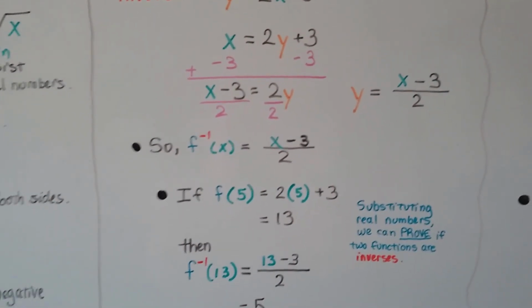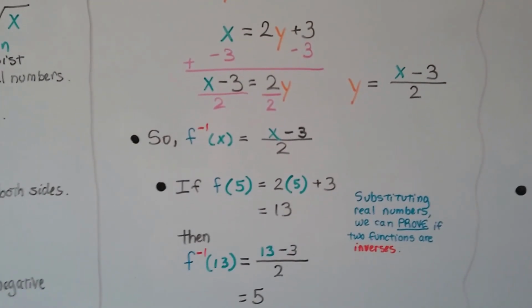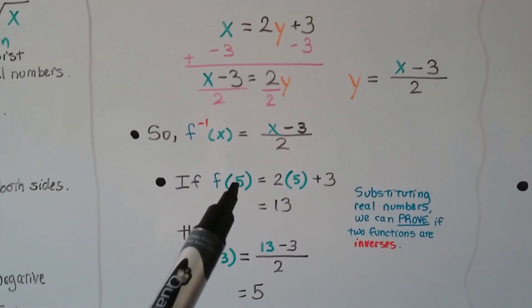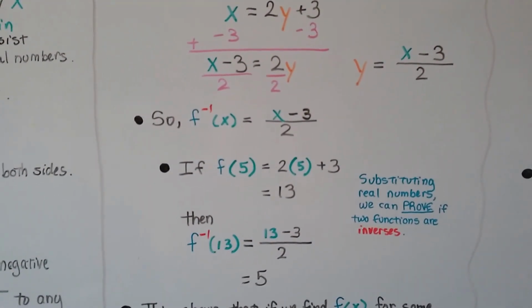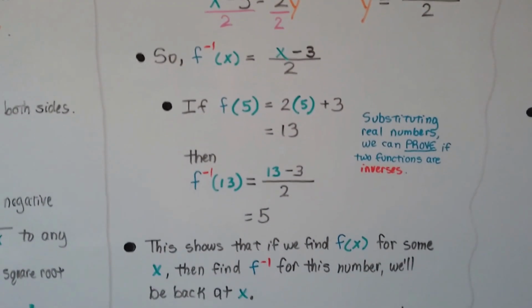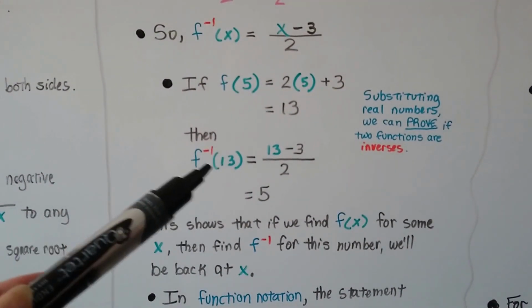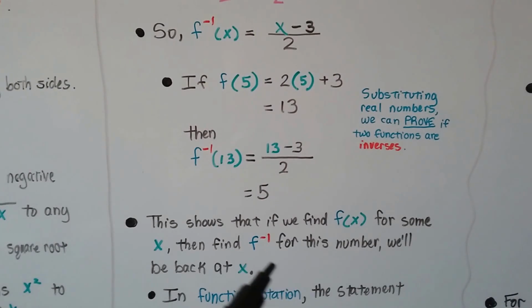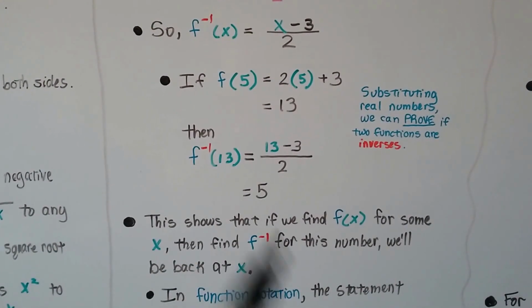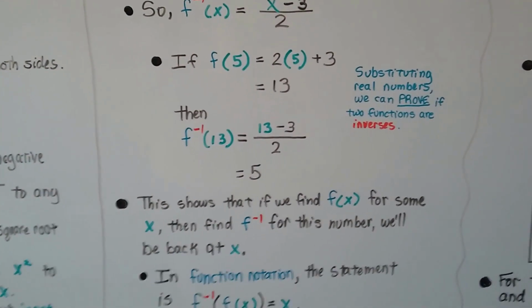We can substitute real numbers to prove the two functions are inverses. If we put a 5 here, we've got f of 5 equals 2 times 5 plus 3. Well, that's 10 plus 3, that's 13. Then f inverse of 13 would be the quotient of 13 minus 3 and 2. That's 10 divided by 2. That's a 5. It worked.